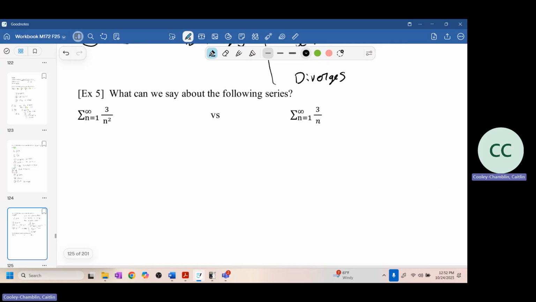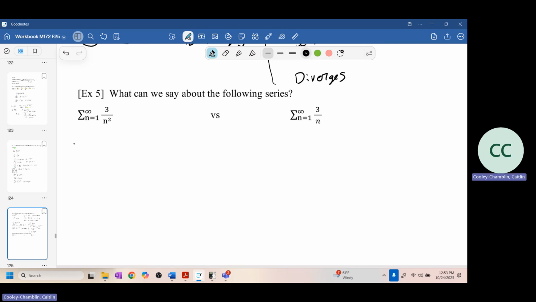Example 5 says, what can we say about the following series? We have the summation from n equals 1 to infinity of 3 over n squared, versus the summation from n equals 1 to infinity of 3 over n. Before, if we had used the nth term test here, we would have said we don't know anything about both of these.